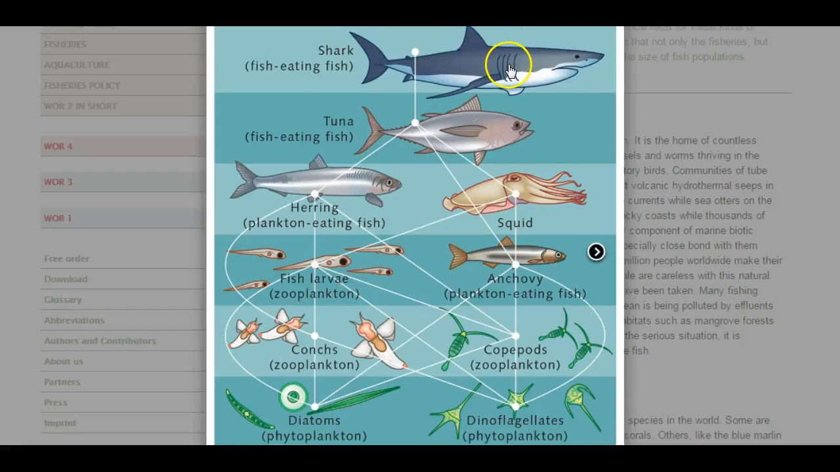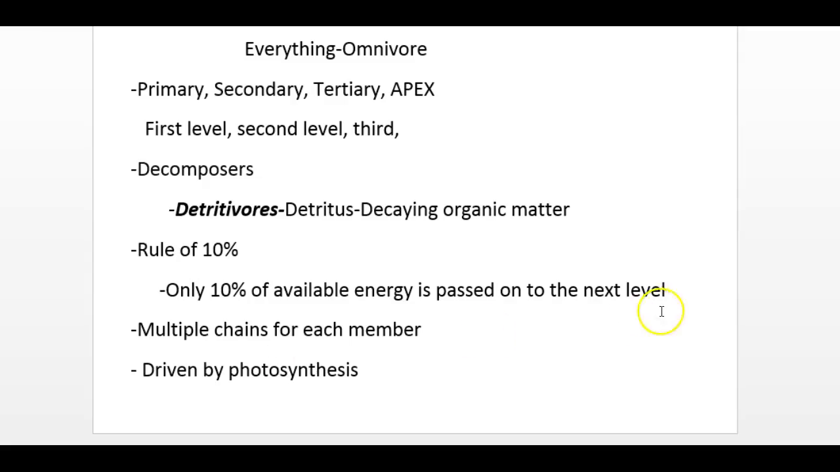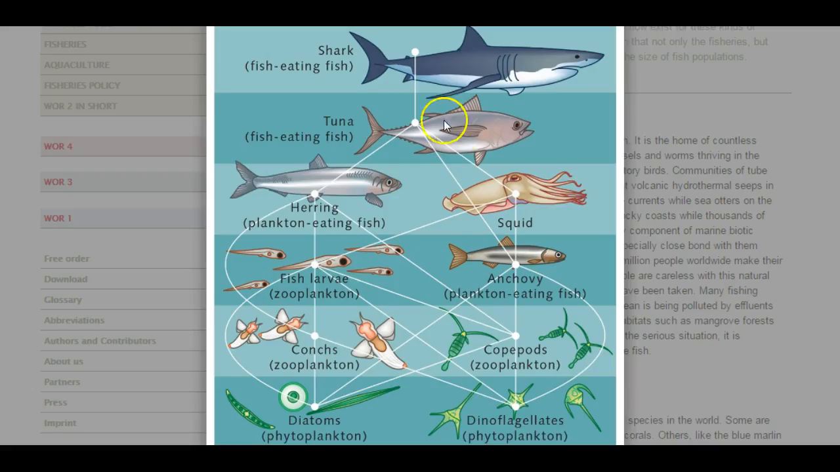So as you move up, these organisms in the upper levels are going to get larger, but there's also going to be fewer of them because of this 10% rule. So if we go back to that, and also remember, I think I brought this up at the beginning, that there's also multiple chains for each member. So in a food web, it shows everything. So a shark eats not just a herring, but it eats a tuna, and it eats perhaps other organisms as well. And if we go back to this food web one more time, so we have a tuna.